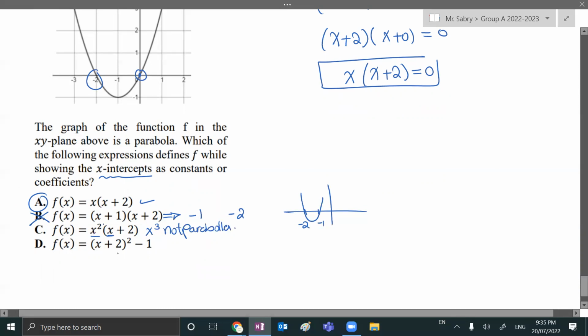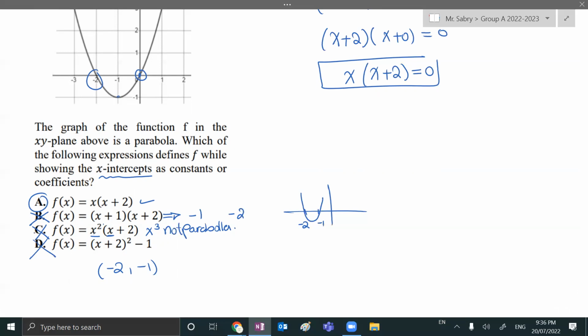When you look at D, this is the vertex form. And the vertex form doesn't show the x-intercepts, it shows the vertex as negative 2 and negative 1. And it's actually not even the correct vertex of this function. So D and C are incorrect for those reasons. Does that make sense? Awesome.